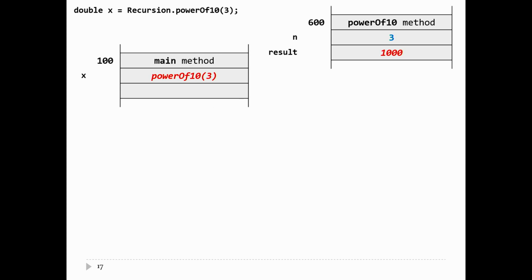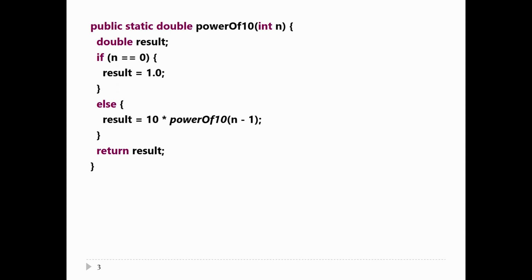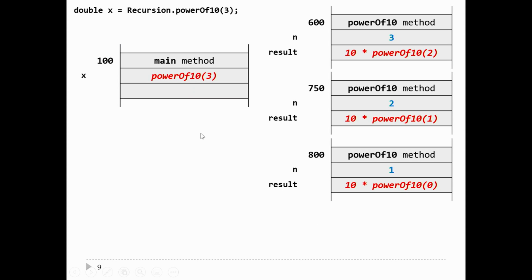So in other words, if we go back and look at our recursive method, I need to remember what I need to do with this return value every time that the method returns. So let's take a look at how that works.